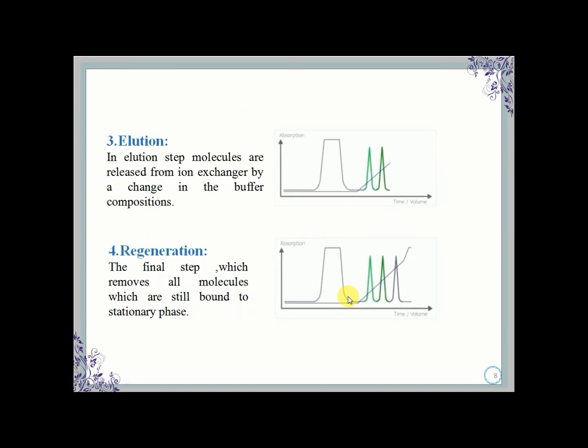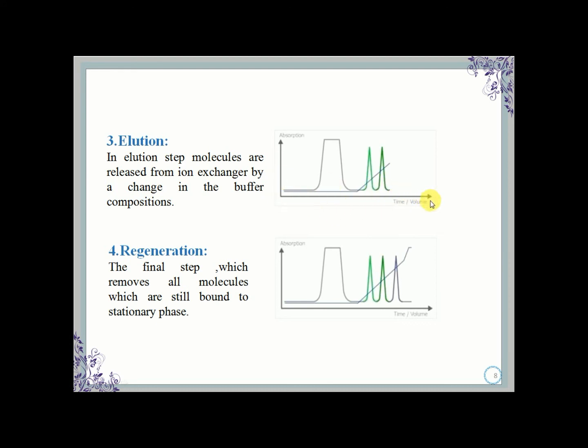The final step is the regeneration step, and this is the most important part. It removes all the molecules which are still bound. I already told you that there are two kinds of ions: bound, which are bound to the resins, and unbound. First of all, we remove all the unbound ions from the column, and then we have to regenerate or wash all the bound ions which are present with the resin.